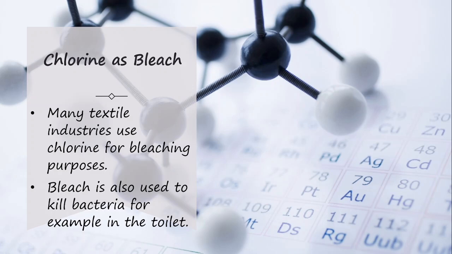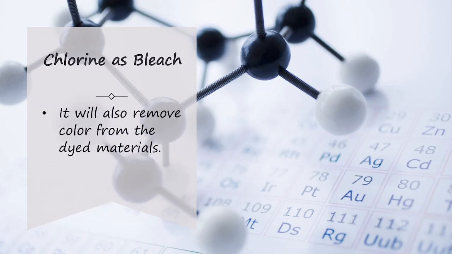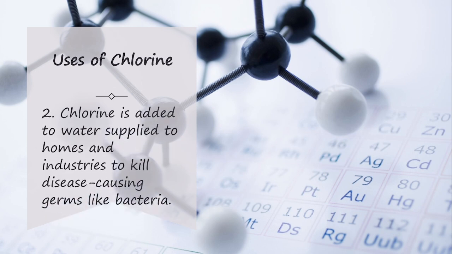Bleach is also used to kill bacteria, for example, in the toilet. So that's all for chlorine as a bleaching agent, or as the component used to manufacture other bleaching compounds. It is also used to remove the color from dyed materials, so that's another use of chlorine and the bleach.